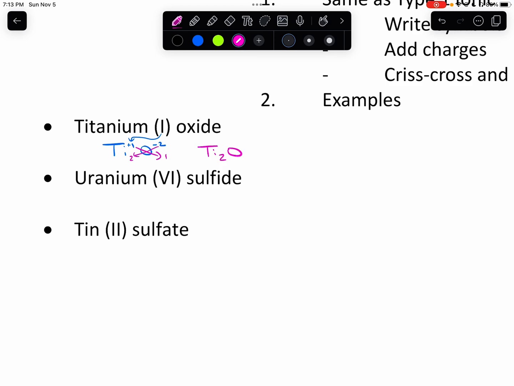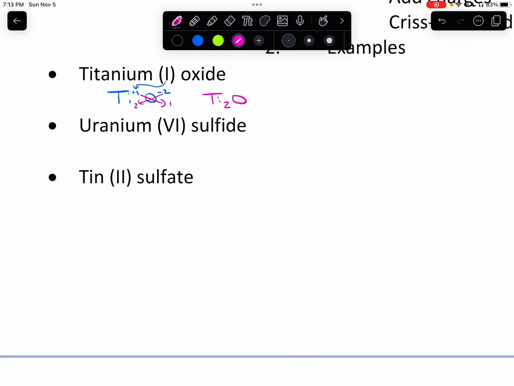All right, awesome. Let's try another one. This time we have uranium, and it says it's +6. Ooh, that's a big one. All right, and then we have sulfur, and it's -2. So when we do our crisscross and reduce, we take a 2 down. And take a 6 down. All right. Now we have U2S6. Is there something we can reduce out of that? Yes, we're going to say US3.